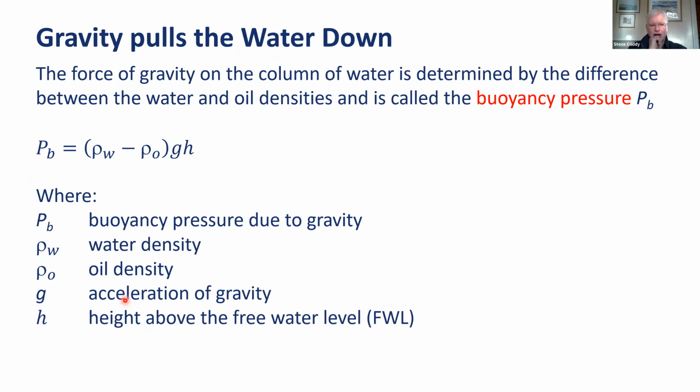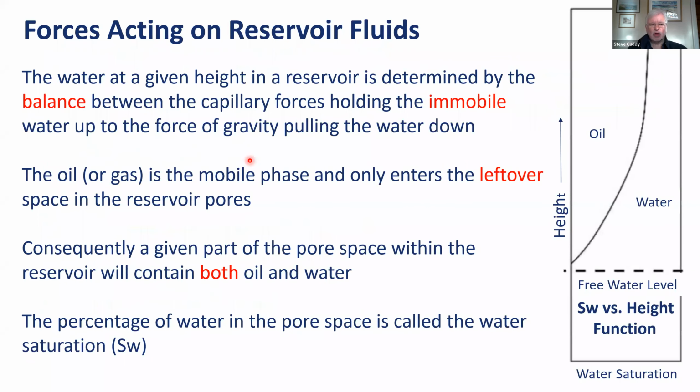Now, what is important in our case is that the capillary forces are holding up the water. Opposite to that is the gravity pulling the water down. And this is simply determined by the difference between the water and oil densities by this equation here. So the water at a given height in the reservoir is determined by the balance between the capillary forces holding up the immobile water and the force of gravity pulling the water down.